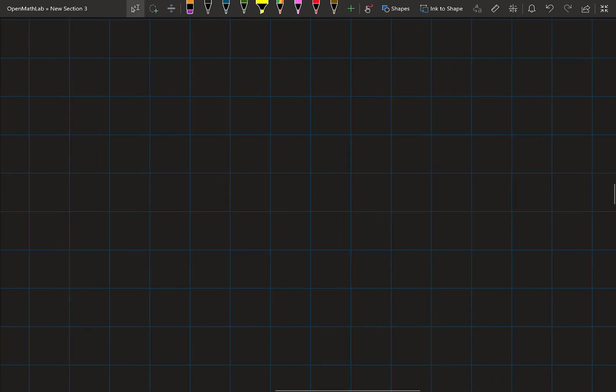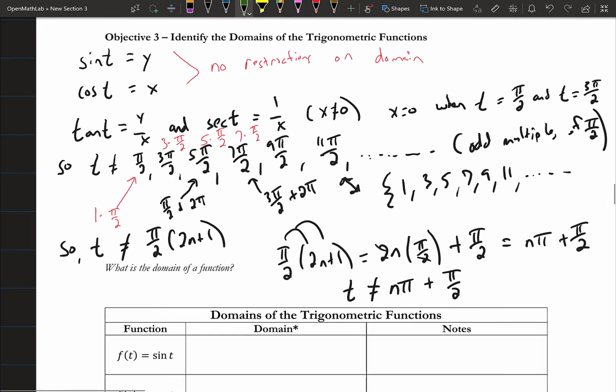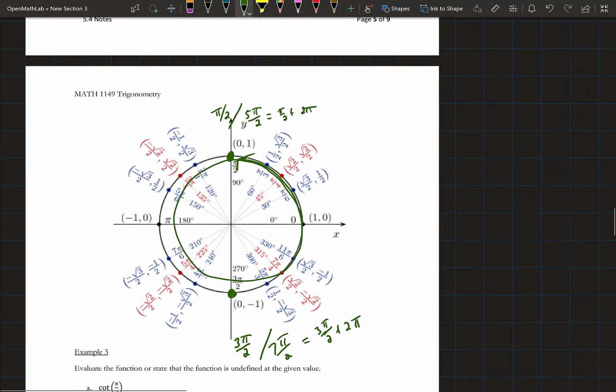Is we wanted to think about when y is in the denominator, right? So that would be with cotangent of t, which is equal to x over y, and also cosecant of t, which is 1 over y, right? So in both of these cases, y cannot be equal to 0, right? So again, if we go back to our unit circle here, let me scroll down. Let me erase this.